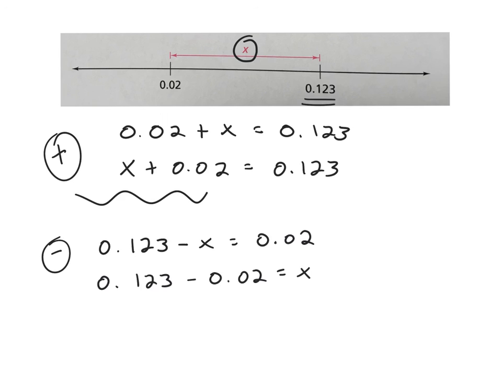So in summary, when you're making fact families, we'll have two additions, we'll have two subtractions, and yes, it is possible that decimal numbers can make fact families just like we did with whole numbers.